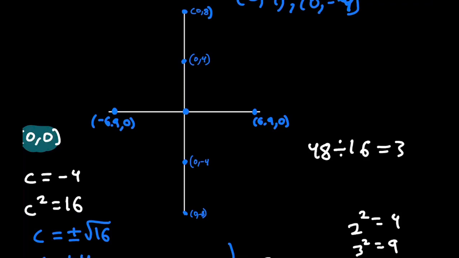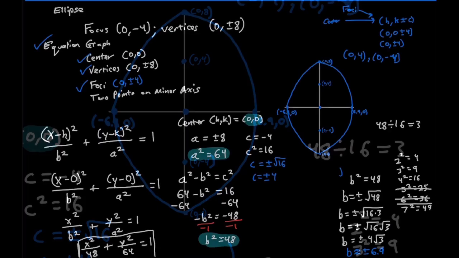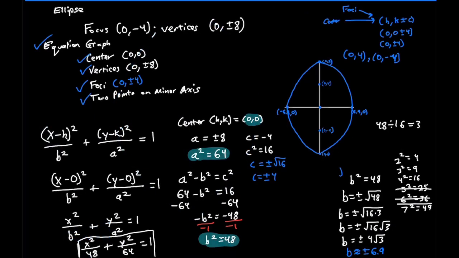This is enough to graph the ellipse. Roughly sketching it, the ellipse would look like this. And these 2 on the side, these are the minor points. The vertices are on the top and the bottom, and the foci are on the inside, where we have the 0, 4 and the 0, negative 4. So that's it. We did the 2 points on the minor axis, and in the process of labeling all of these, we also completed the graph.